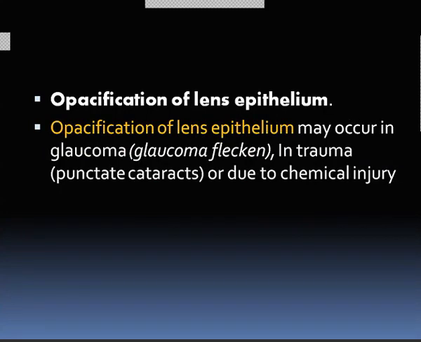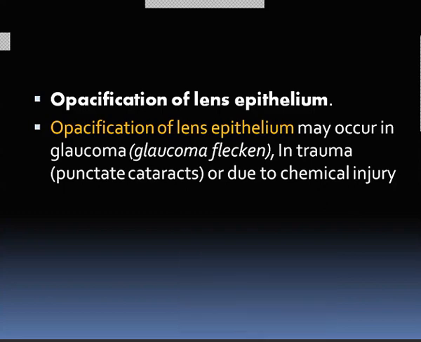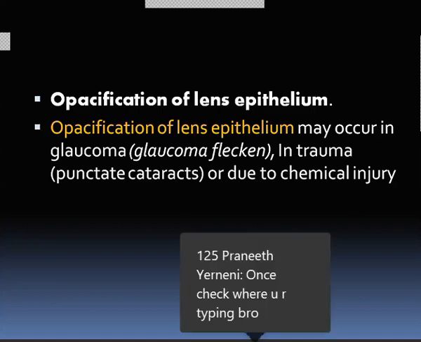Then opacification of the lens epithelium. Opacification of the lens epithelium may occur in glaucoma, the silent killer of the optic nerve head. Whenever the IOP is raised, it will lead to epithelial damage. So what will happen on the lens? There is a formation of the epithelial opacification, that is the glaucoma flecken.